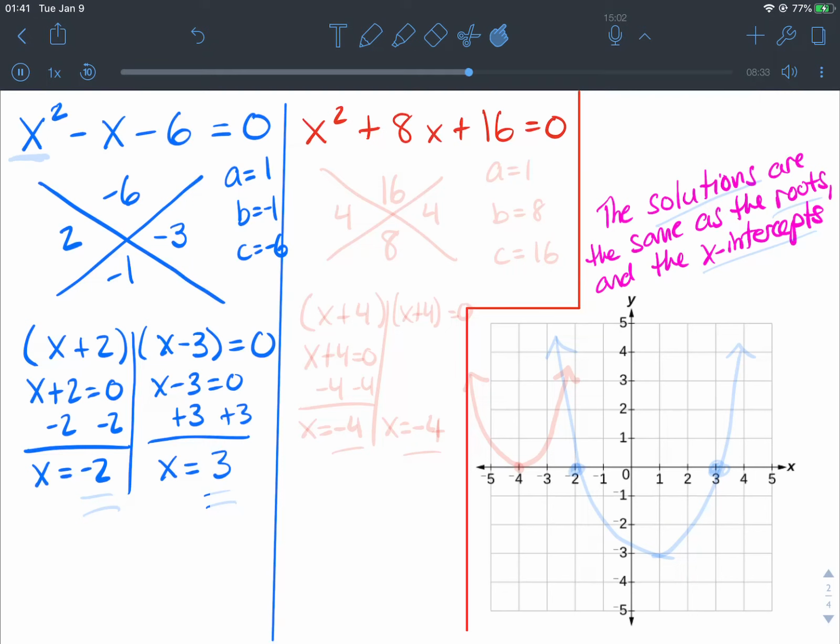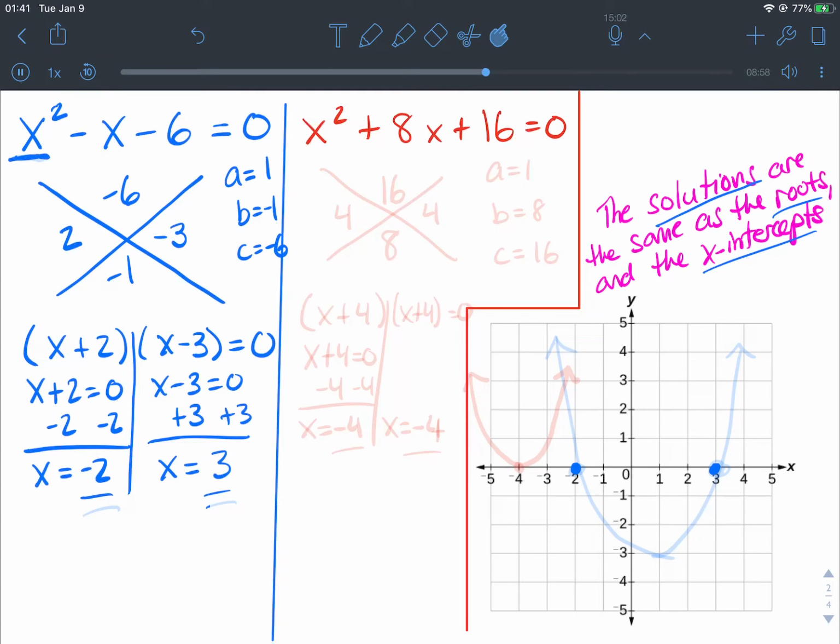Now for the extra part. Notice we have negative 2 and positive 3. Those solutions are known as the roots or the x-intercepts. They all mean the same thing. Sometimes people will talk about the roots of the equation, they'll say the solutions, they'll say the x-intercepts, but they're all the same. So here we have negative 2 and positive 3.